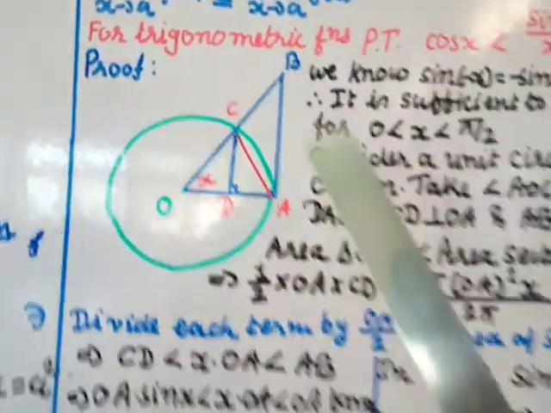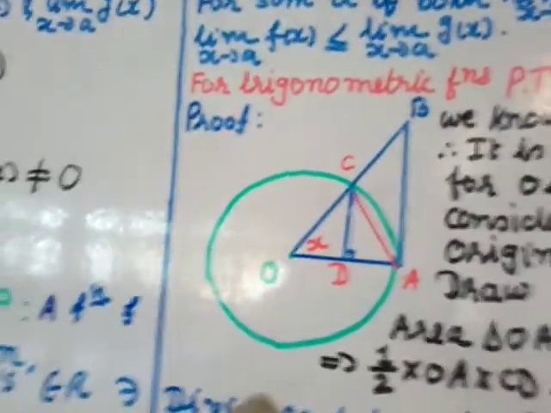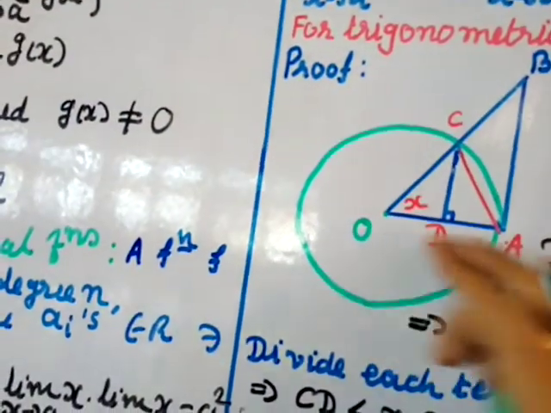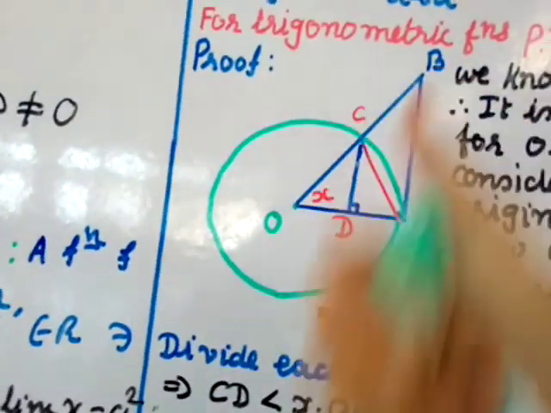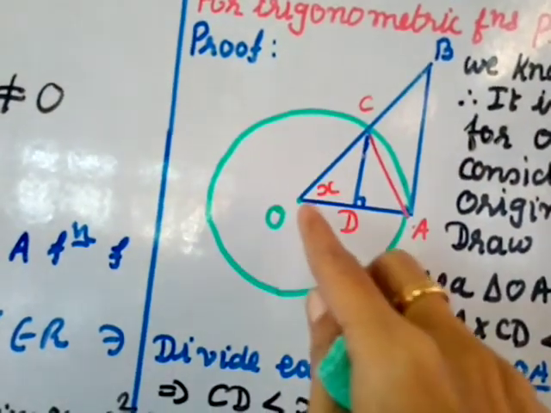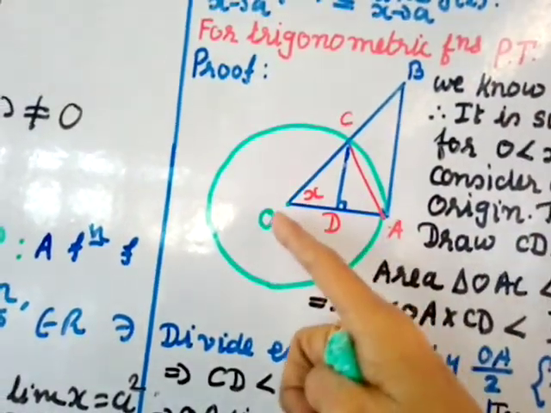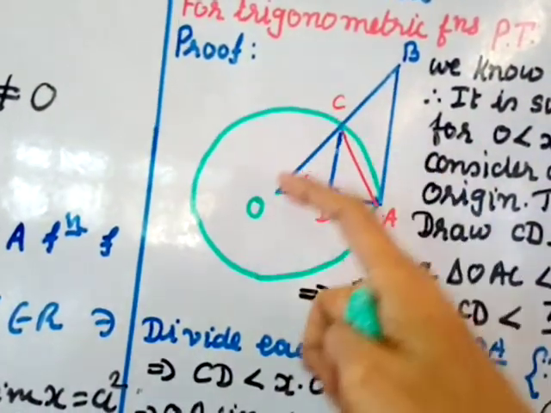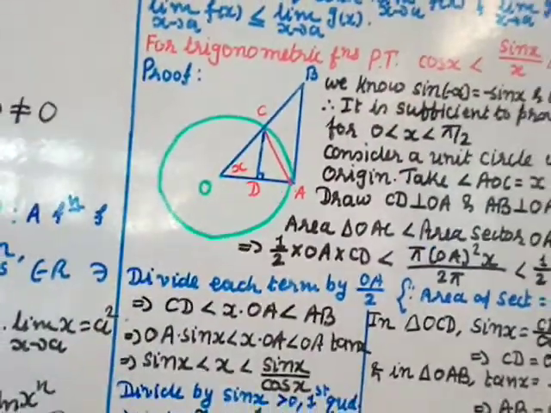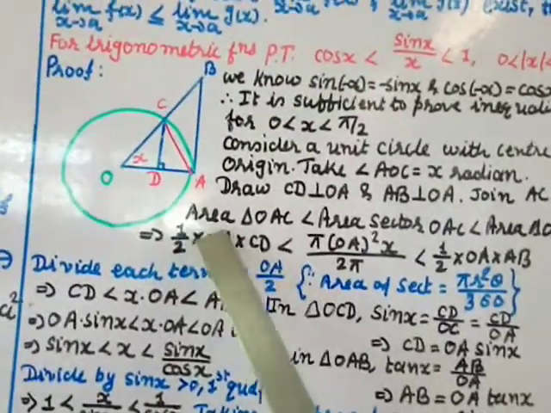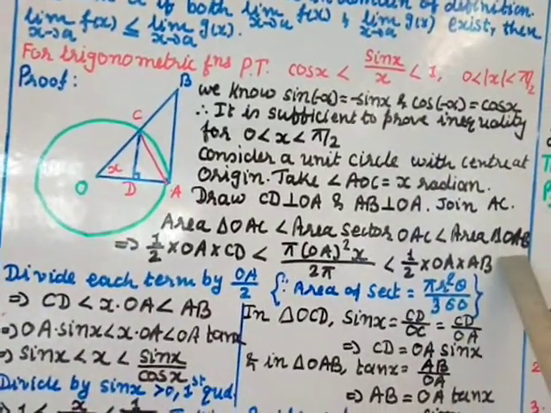Now in this figure you can see there are two more triangles, but we will consider two triangles. This one is O, A and C, and another triangle is O, A, B. And we have one sector, the sector O, A, this green line and C. So we have the triangle OAC, then the sector OAC, and the triangle OAB. The relation between these is: area of triangle OAC is less than area of sector OAC is less than area of triangle OAB.